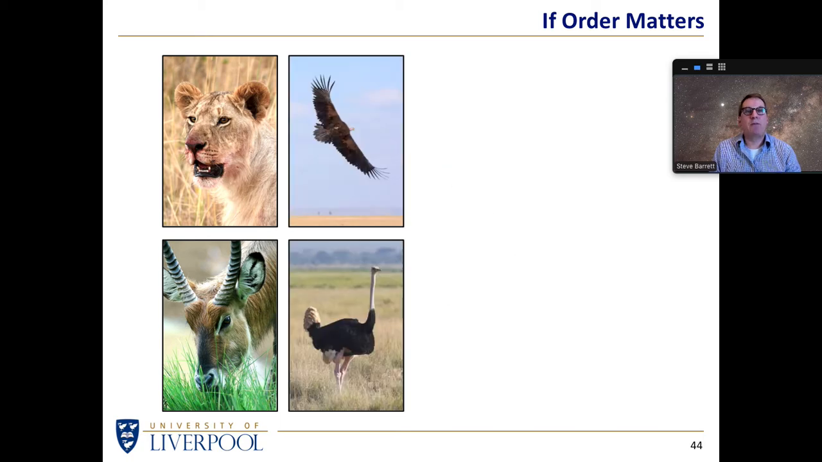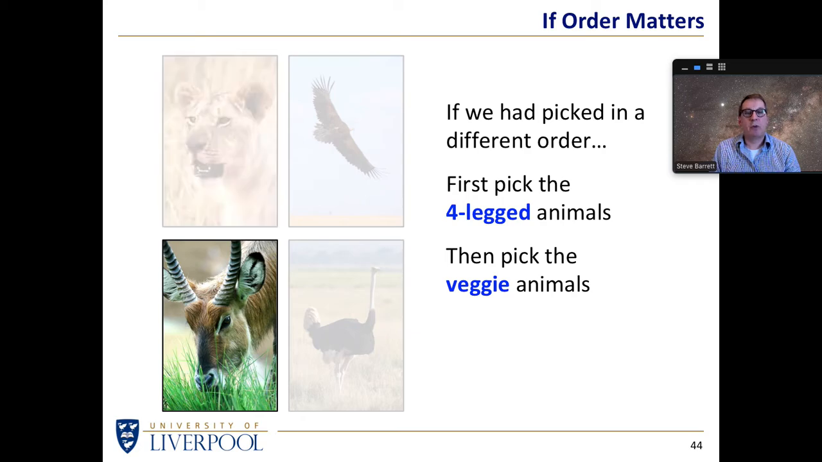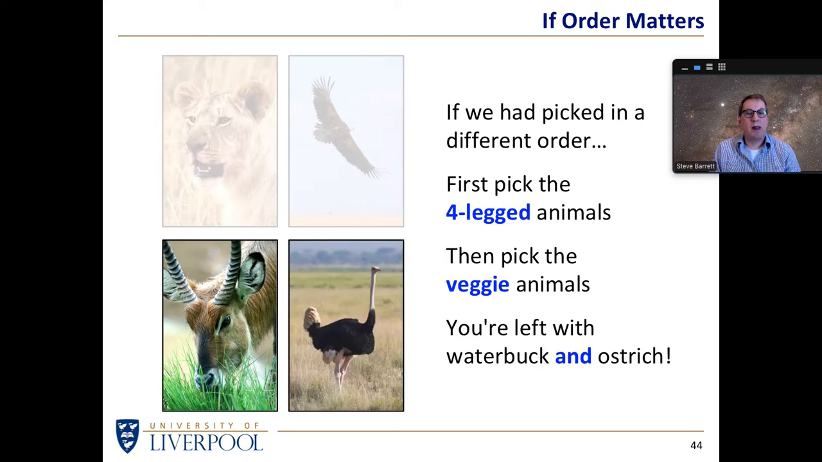And if we do the same thing but now in a different order, what if we take the four-legged animals, so we've got the lion and the waterbuck, having chosen those two, let's choose again, and from that pair, let's choose the vegetarians. We would expect to be left with the waterbuck. But no, we're left with the waterbuck and the ostrich.